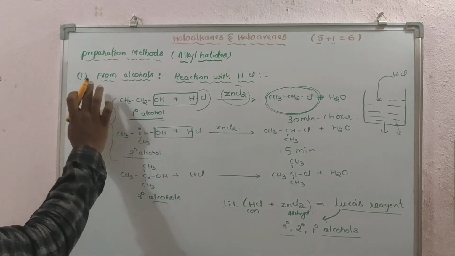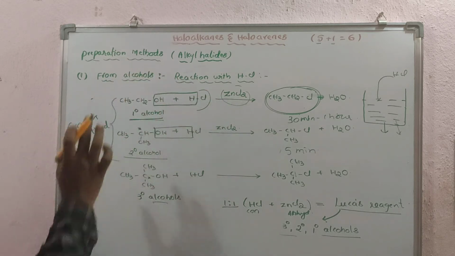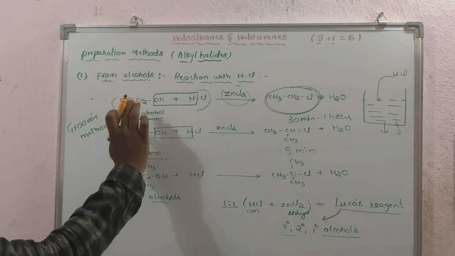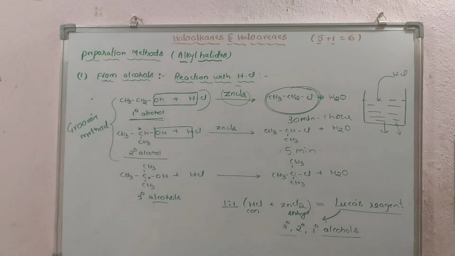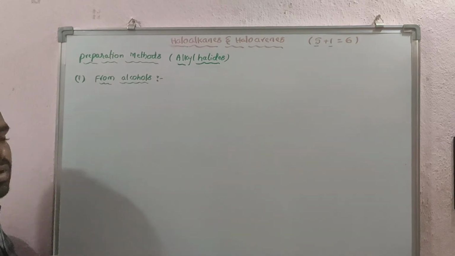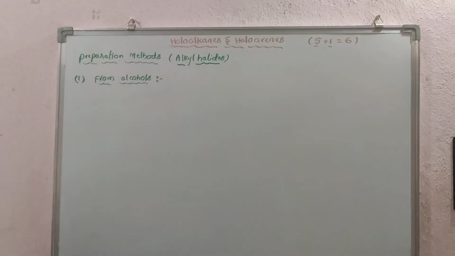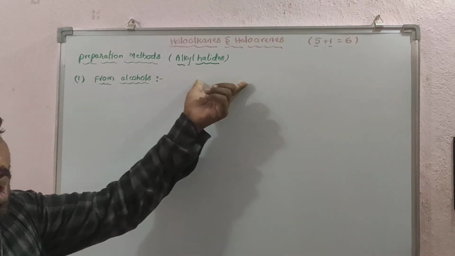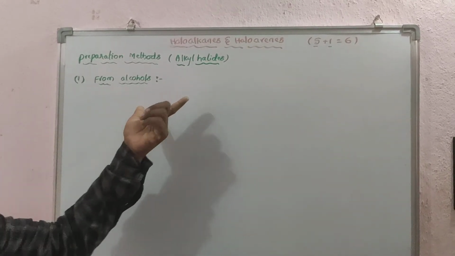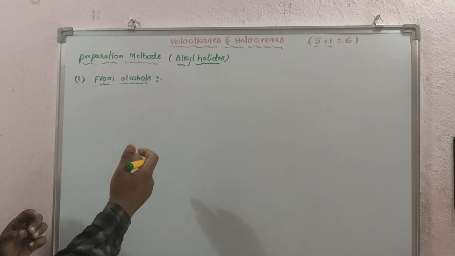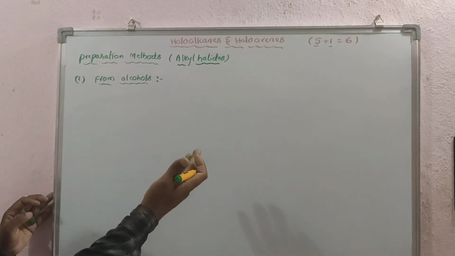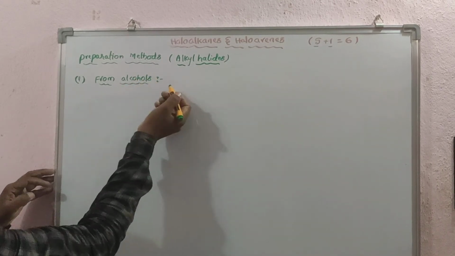So this is about the reaction with HCl. Next, alkyl chlorides, how we prepare them, we have already discussed. Now, how to prepare alkyl bromides? Same, from alcohols.